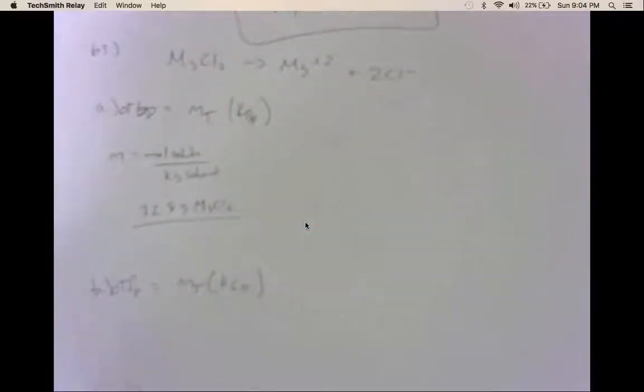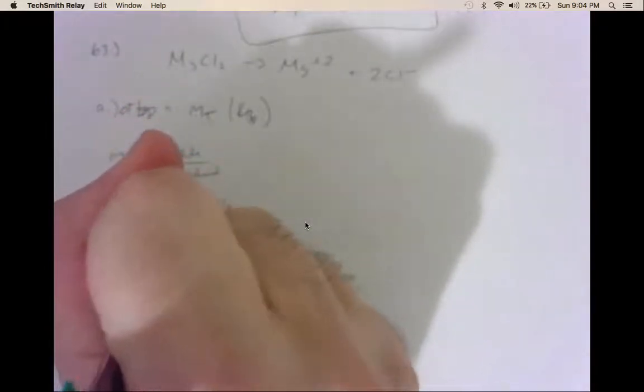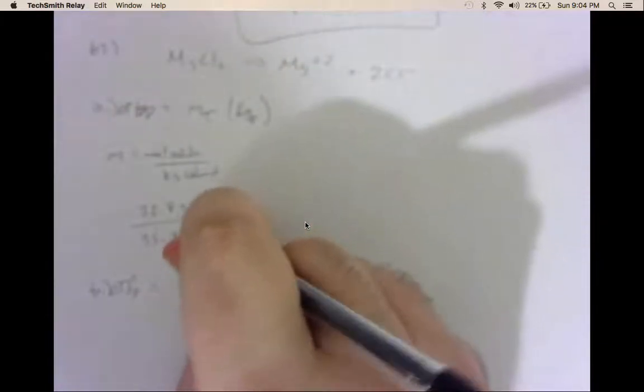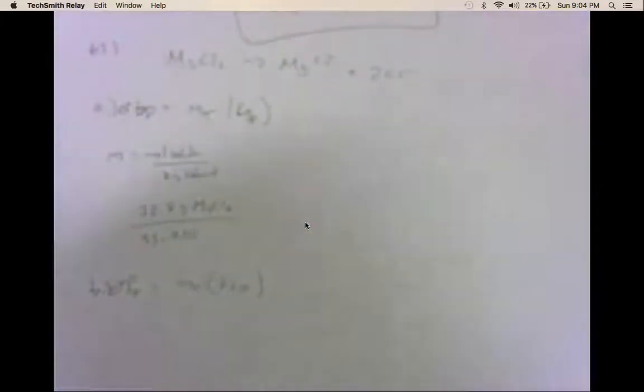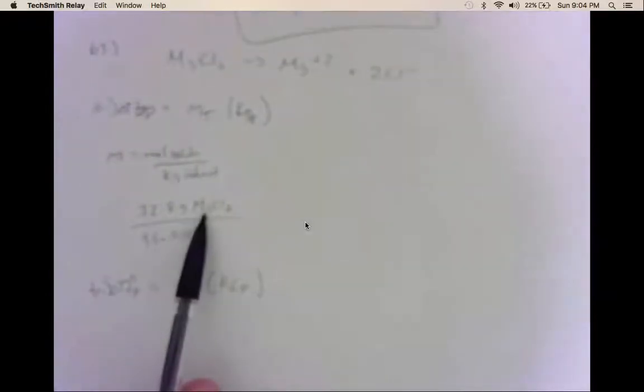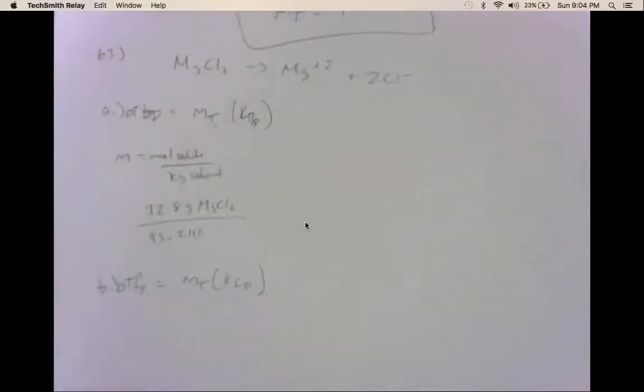Remember, guys, to solve for the moles, we divide by the molar mass. The molar mass of magnesium chloride is 95.211. Remember, we calculated that on an earlier problem, but if you don't remember how to calculate it, it's the mass of magnesium plus the mass of 2 chlorines.